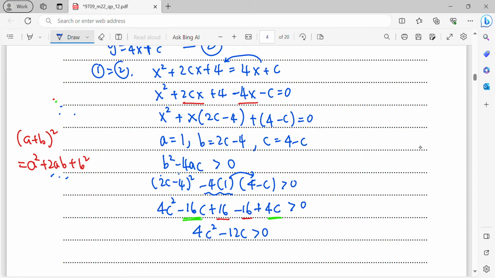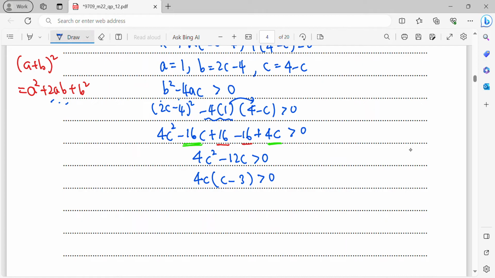And then from here, 4c squared minus 12c greater than 0, the common term is 4c. So I will factorize 4c, then you will get c minus 3 is greater than 0. Now, when we need to solve this quadratic inequality, we always refer to this graph. When you look at the coefficient for c squared, it is positive 4. That means when I sketch this graph, it will have a minimum point. Now my horizontal axis instead of x becomes c, because your quadratic inequality is in terms of c.